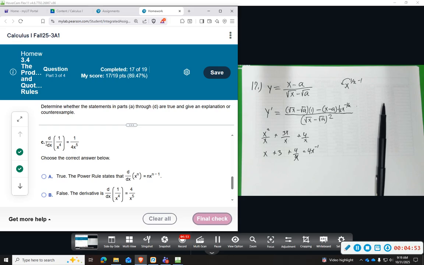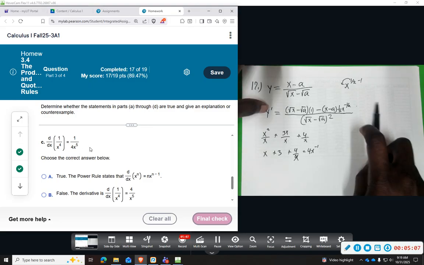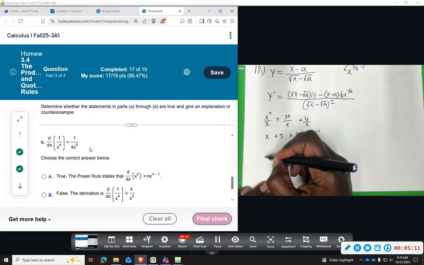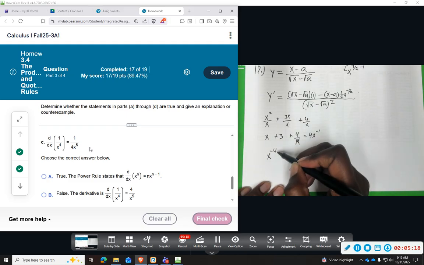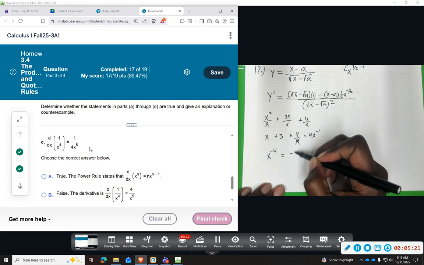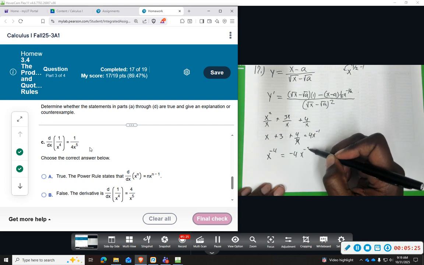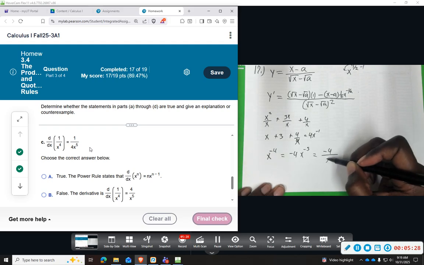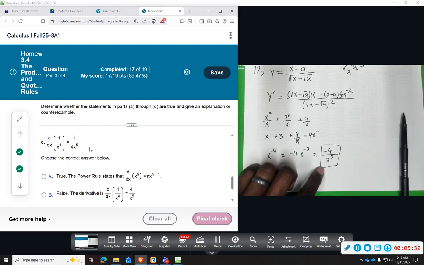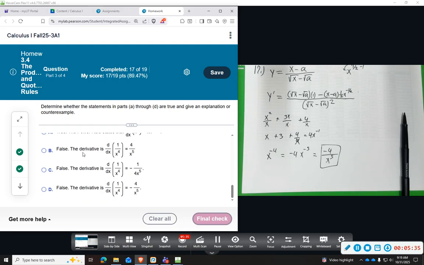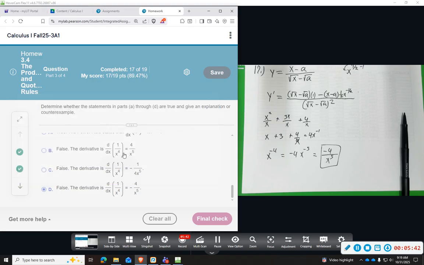C is showing the quotient and saying it looks like they're using the quotient rule. It doesn't look like what they've done is a quotient rule. So if we look at this, if I wrote this as x to the negative fourth and did the derivative, you would multiply by negative 4 and then subtract 1. And so you can rewrite that as negative 4 divided by x to the fifth. So this is what you would get, and that is not what we have here. And so we're going to say false. D is going to be the correct answer choice.